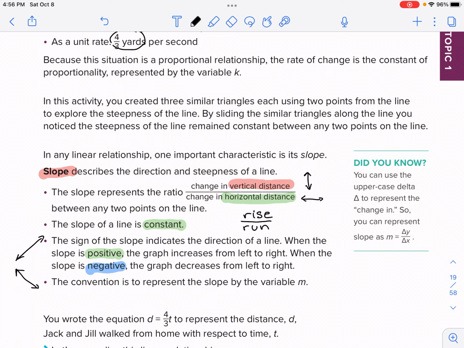And then the convention to represent the slope by a variable. We would use K for the constant of proportionality. We use M for the slope. It's kind of odd. Why would we use the variable M to represent slope? A little history lesson: it's derived from the Latin word for slope, modulus. Modulus starts with M, and in English means how much you move. So when you see M, think of how much you move.